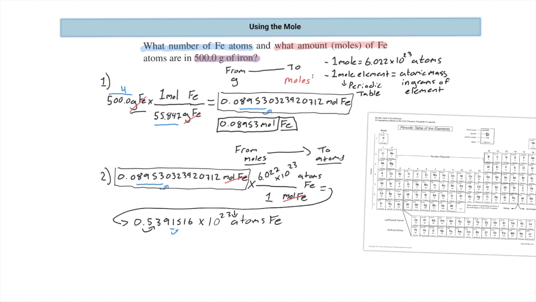We're looking to a 5. We need to stop and think. We have non-zeros after, so we are going to round up. So our final answer will be 5.392 times 10 to the 22 atoms of iron.